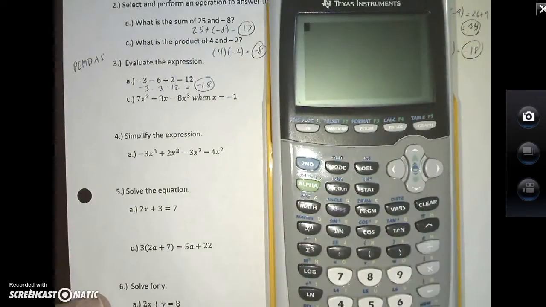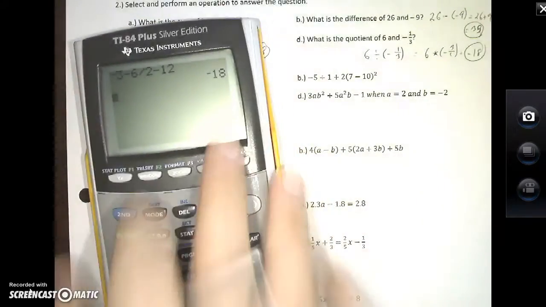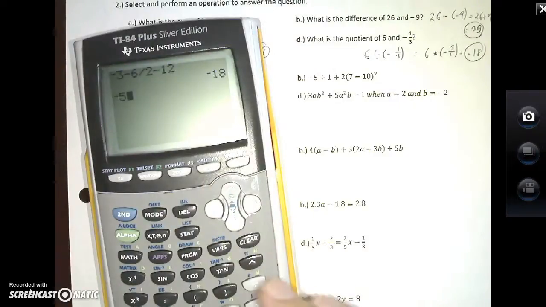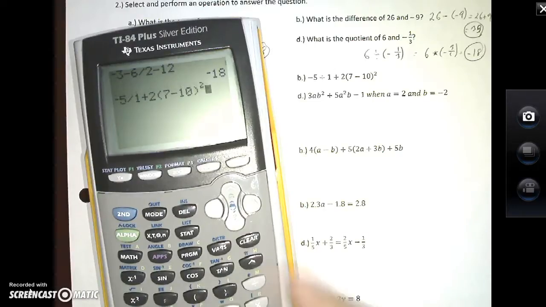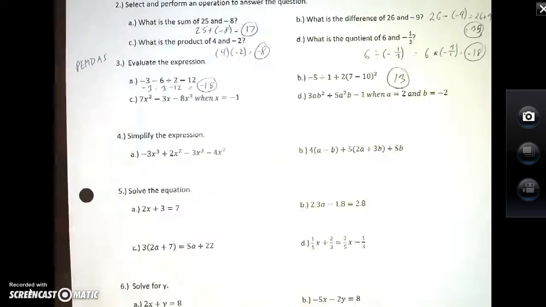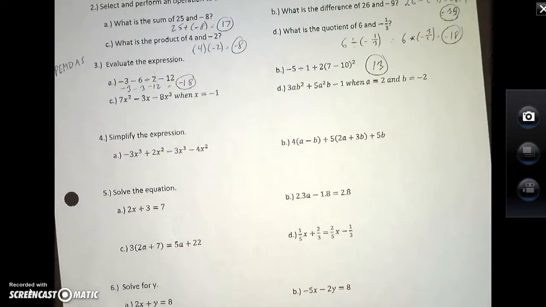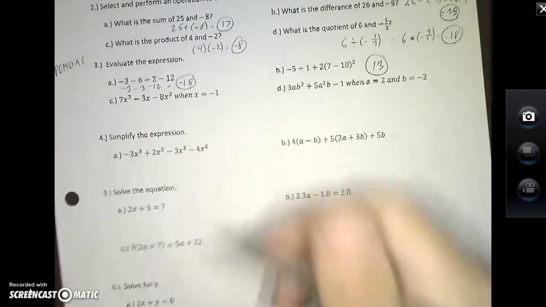Just a quick way to show you guys this, because I do encourage you: -3 minus 6 divided by 2 minus 12. Okay, it does it for you. One nice thing about the calculator is that if you type in exactly as you see it, which I'm going to show you for the next one, it does order of operations for you. -5 divided by 1 plus 2, parentheses 7 minus 10 squared. Your parentheses buttons are right here. Okay, enter, 13. For problems like this, if it's on a test or quiz, please show work. Obviously show work, but again, use calculators. They're going to greatly help you out.